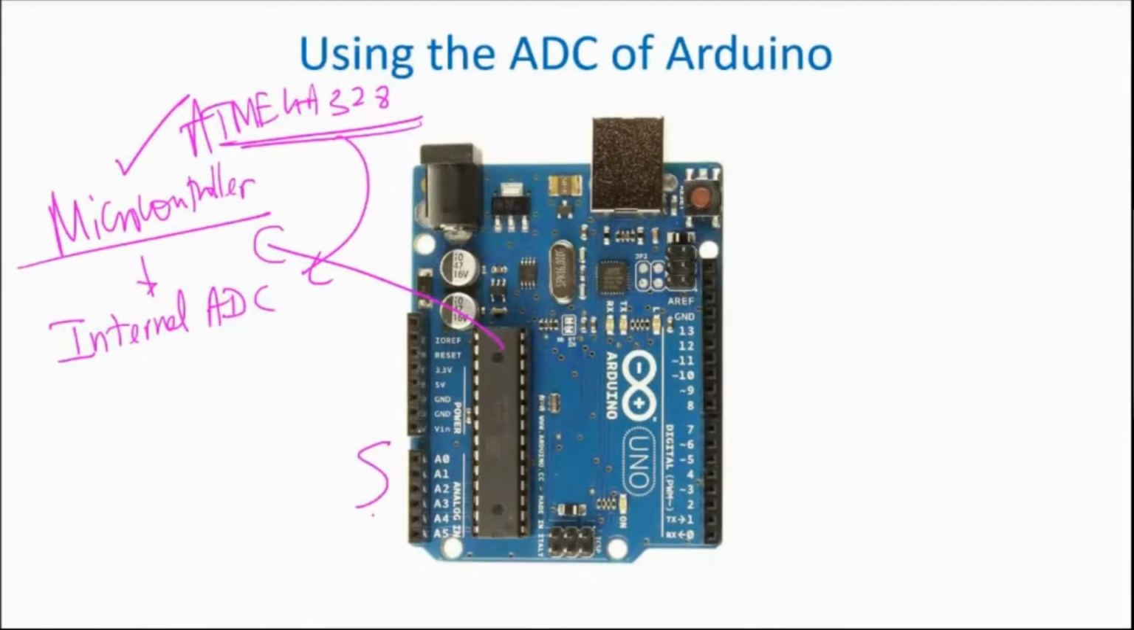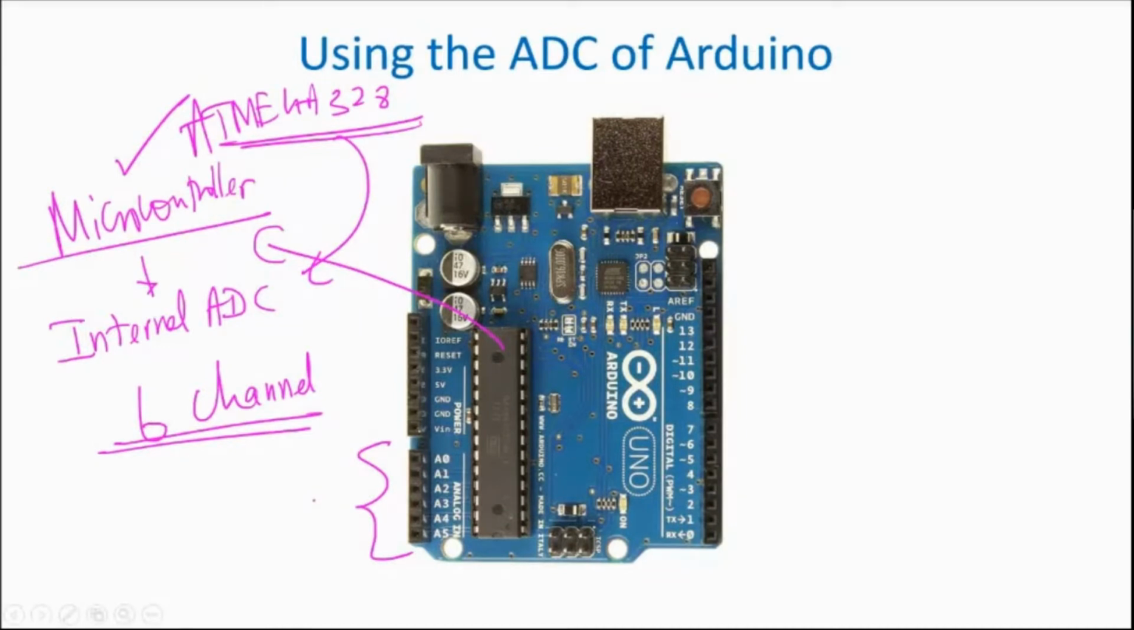How many channels are available? There are 6 channels available. What do you mean by a channel? A channel is a point where I connect an analog signal. So I can connect up to 6 analog channels. Of course, the microcontroller will only acquire one channel at a time.